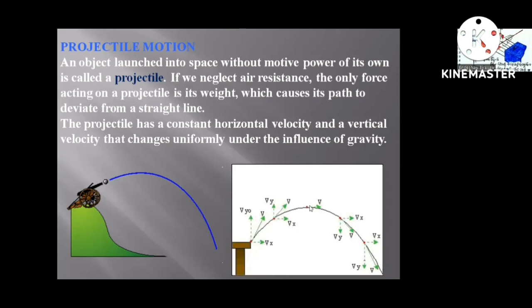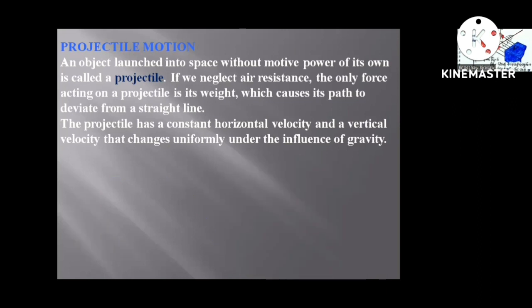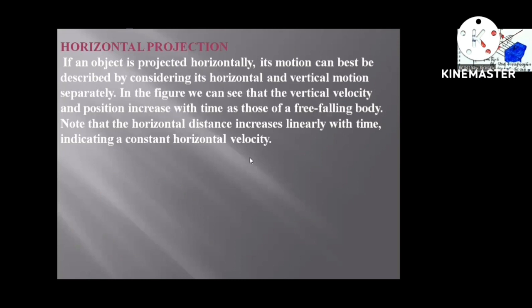After this point, the vertical velocity will increase gradually, since the acceleration due to gravity is downward and the velocity is also downward, therefore the velocity increases. This is what we call projectile motion. This projectile motion has at least three types. The first one is what?